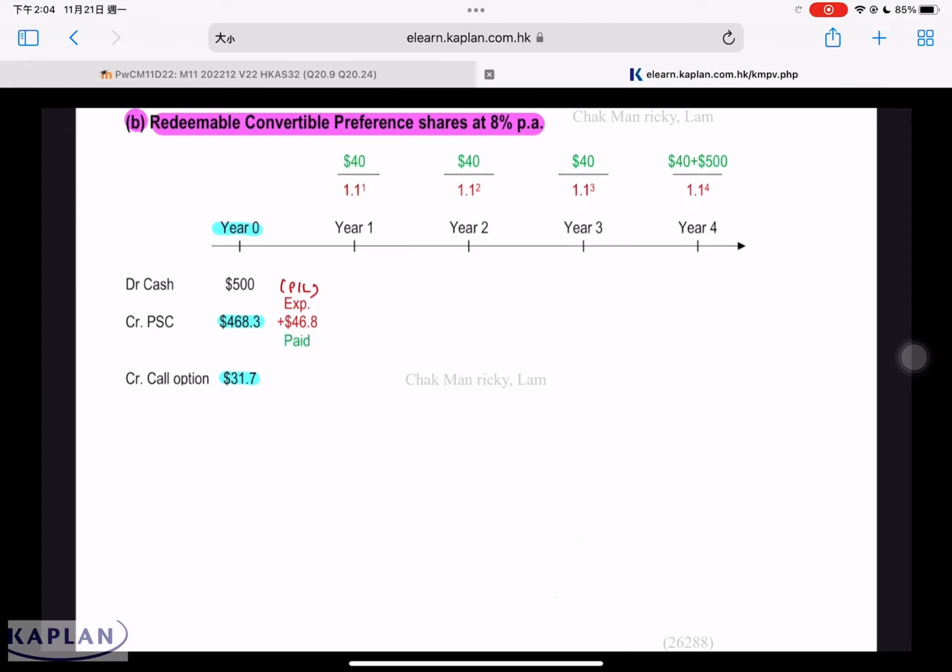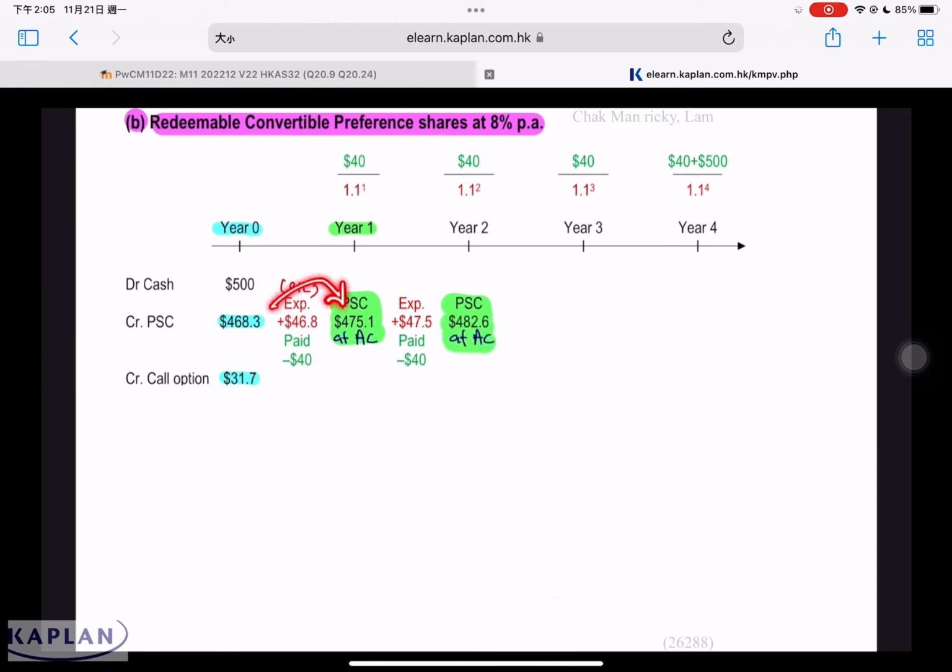But the dividend payment is based on the coupon rate. Contractually, we have to pay 40. After 1 year, preference share capital, which is a financial liability, will be 468.3 plus 46.8 minus 40, equals 475.1. This 475.1 represents the amortized cost. In the second year, again, we must account for the interest expense in profit and loss. The interest expense is always based on the effective interest rate of 10%. 475.1 multiplied by 10% equals 47.5. But the dividend payment is based on the fixed dividend rate of 8%. After the second year, preference share capital increases to 482.6. This will be the amortized cost as well.